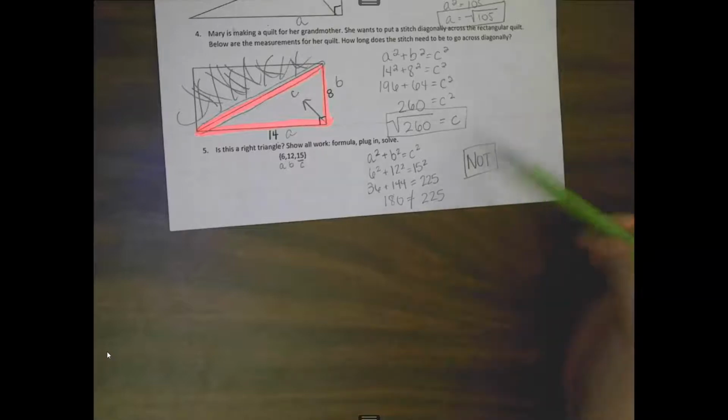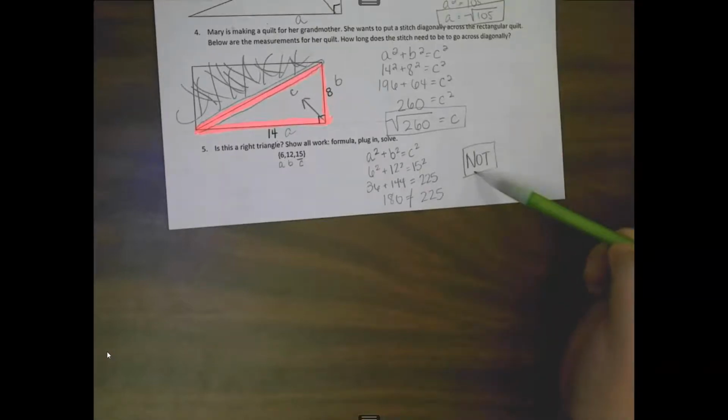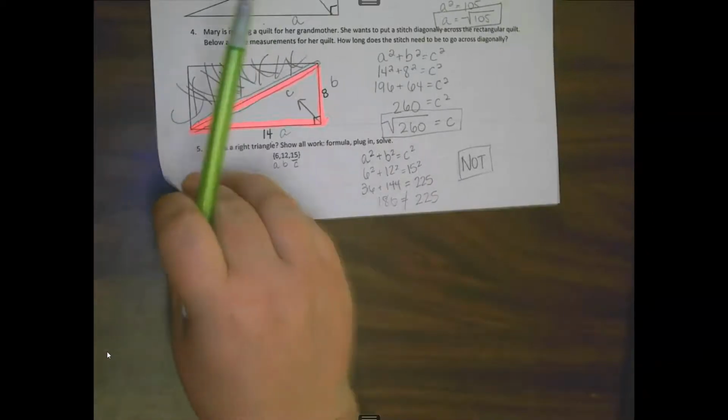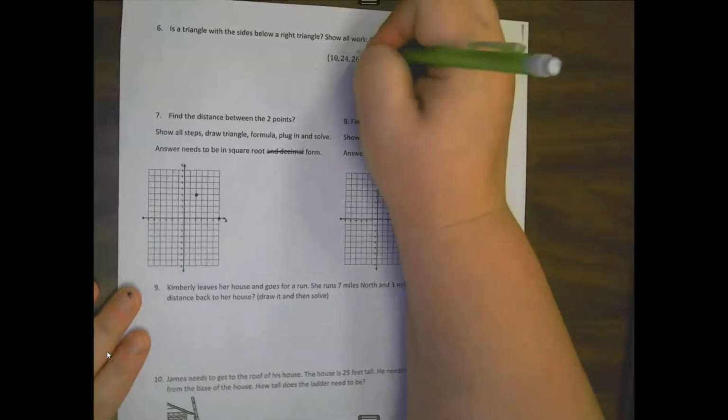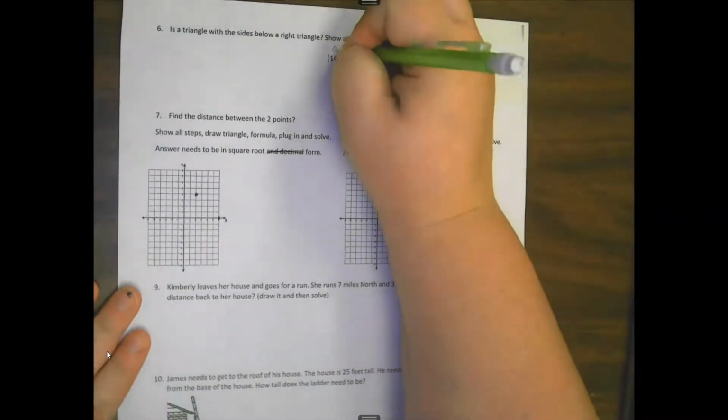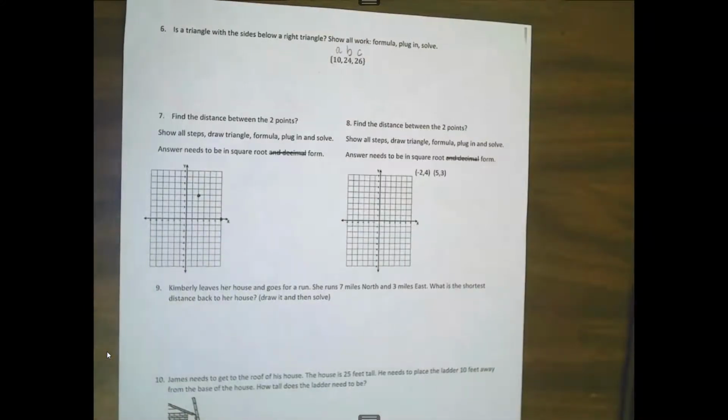Pythagorean theorem is only used on right triangles, so we can also use Pythagorean theorem to prove if it's a right triangle. Alright, so let's look at the other side. Is a triangle with the sides below a right triangle? So again, I'm going to have C, A, and B, and I'm going to pull out my calculator to work this out.